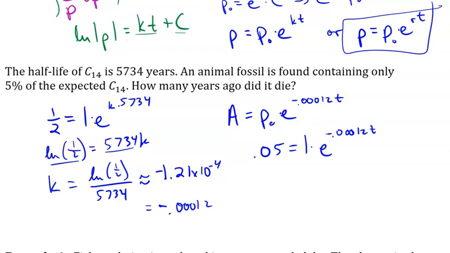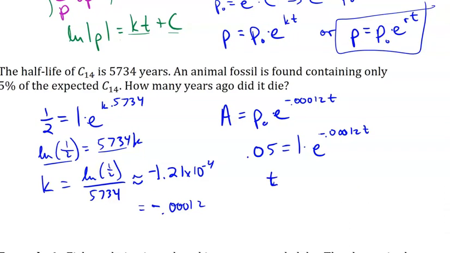Take the natural log of both sides, divide by the k value, and we get that t is approximately 24,782. I am going to round this because obviously, I don't need to go to 3 decimal places with a problem like this. So what are we really saying? We are saying that it is about 25,000 years ago is how long ago it died. Okay.